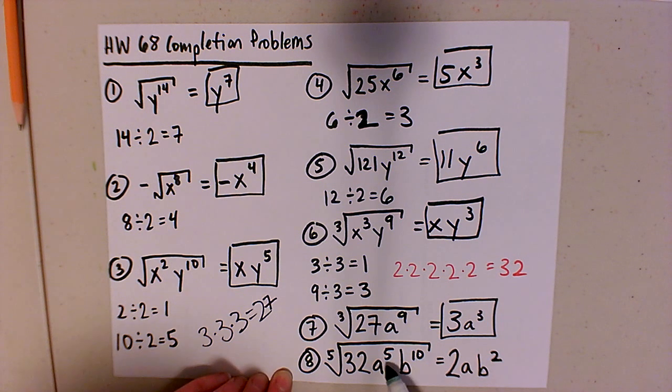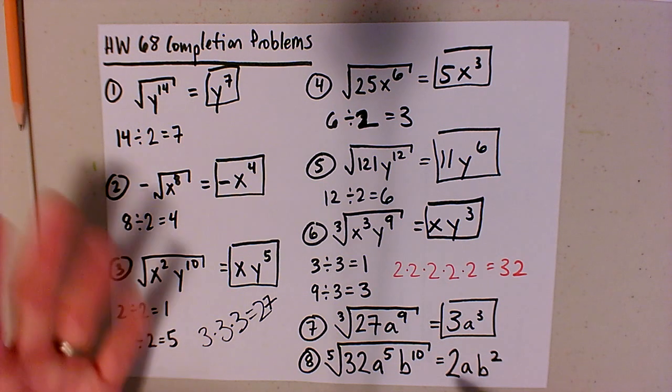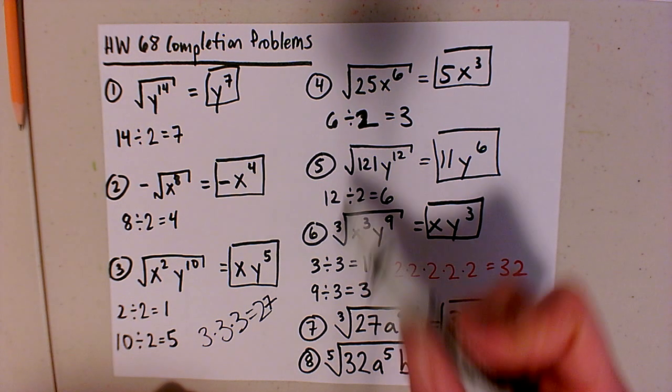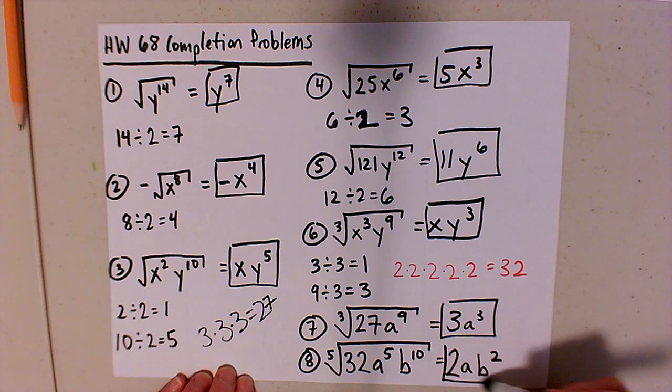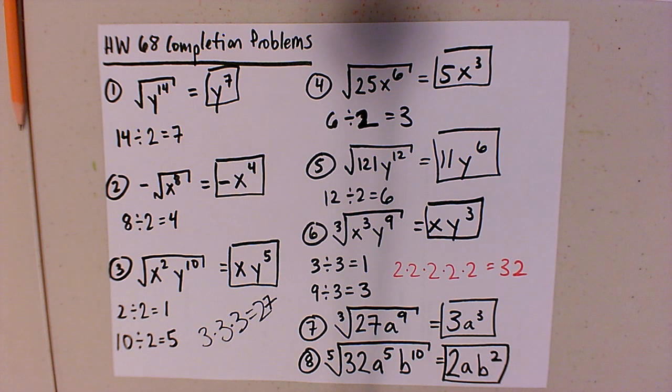So you're just dividing the exponents on the inside by the root on the outside. And when your root is 2, then you don't see it, and you divide by 2. And then for cases like cube root of 27, 5th root of 32, you actually do have to figure out what the root of that number is. And so that's the end of Homework 68.